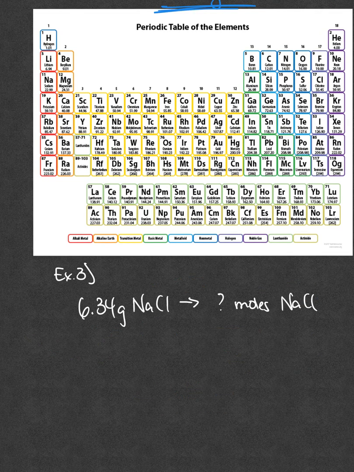So here's another example. We have 6.34 grams of NaCl, table salt, and we want to figure out how many moles of NaCl we have.